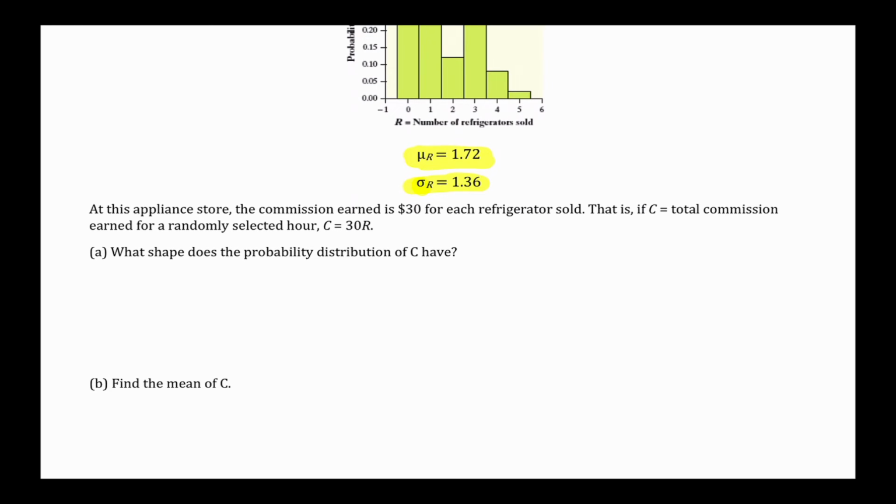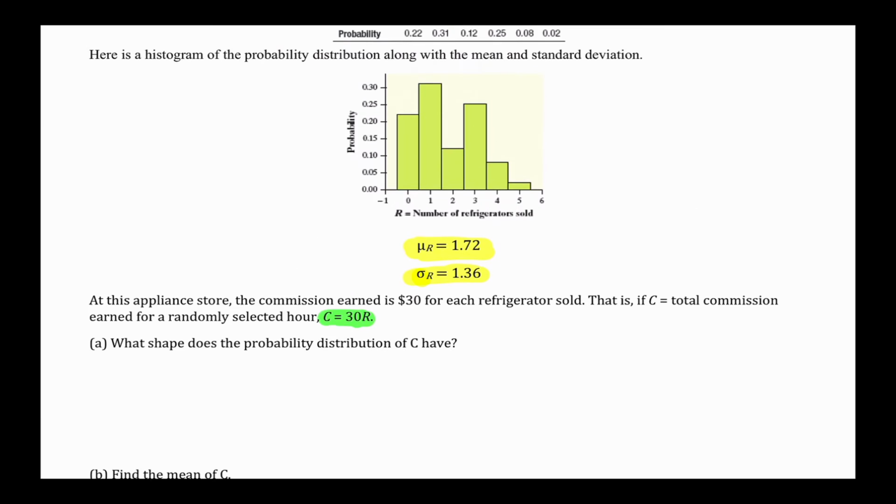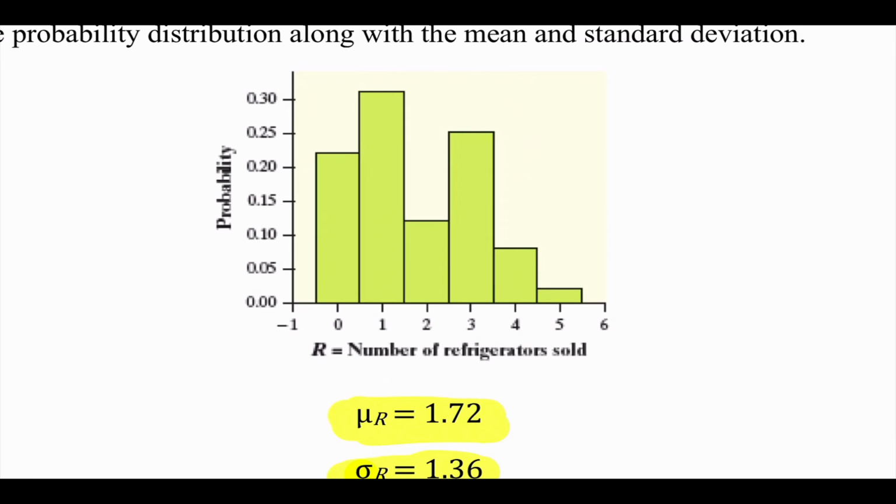So at this appliance store, the commission earned is $30 for every refrigerator sold. So if you sell a refrigerator, on top of your salary, you get $30 extra. That is C equals total commission earned for a randomly selected hour. So they have C equals 30 times R. For every refrigerator you sold, you make $30 extra. What shape is the probability distribution of C going to have? This is R right here. Is it going to have the same shape or a different shape?